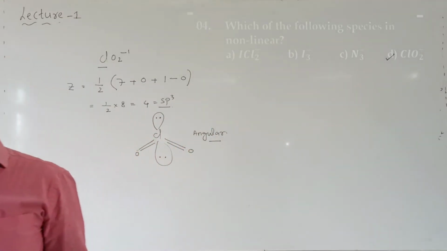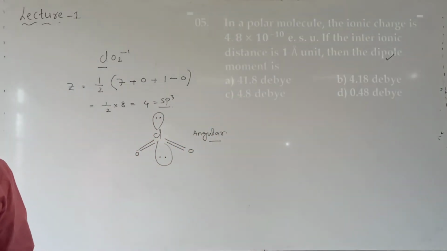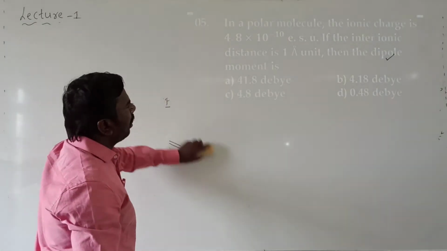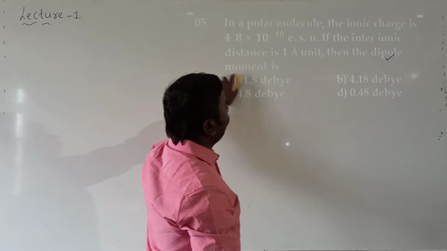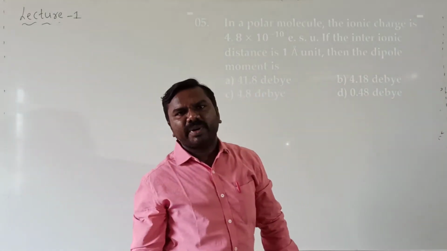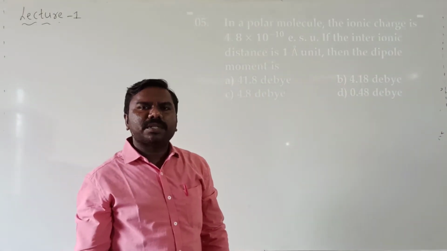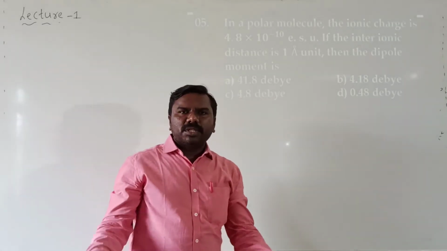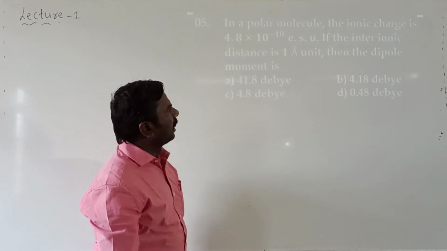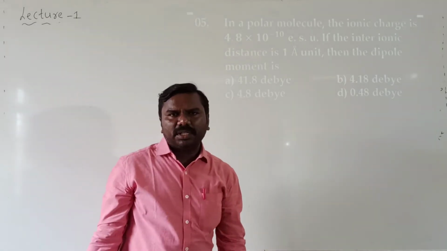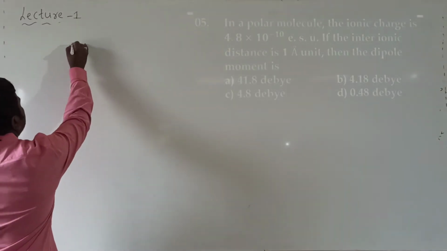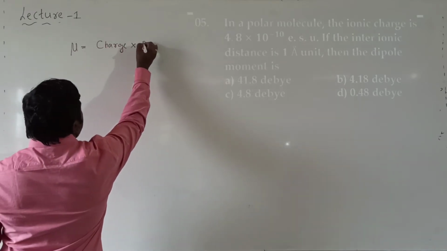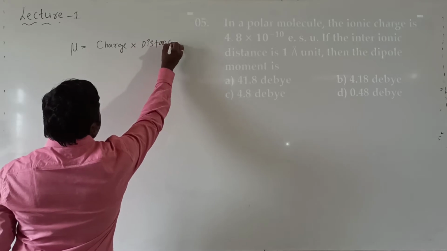Next, in a polar molecule the ionic charge is 4.8 into 10 to the power of minus 10 ESU, electrostatic unit. The interionic distance, meaning the bond distance, is 1 angstrom unit. Then the dipole moment: there is a formula for dipole moment. Dipole moment mu equals charge into distance.